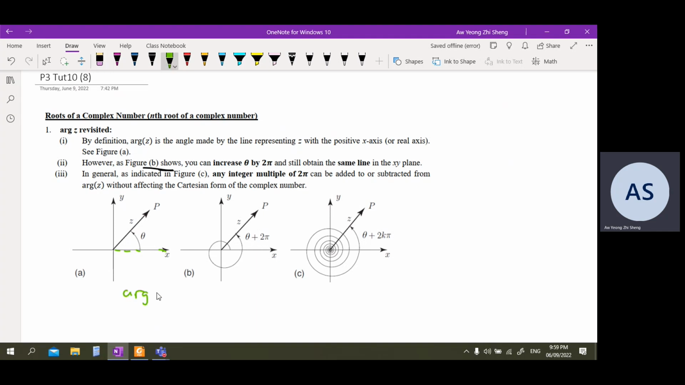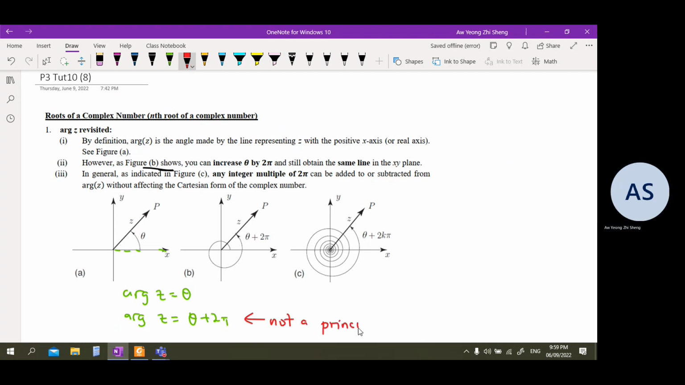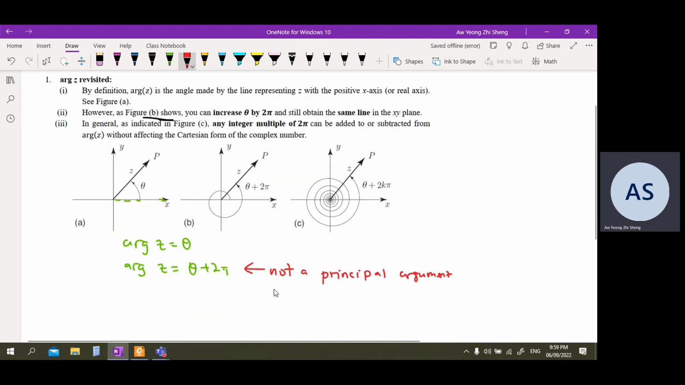So it is correct to say argument of z is theta. It is also correct to say argument of z is theta plus 2 pi. But of course, theta plus 2 pi will not be in the principal range. This is not a principal argument, but it is a correct argument. Theta plus 2 pi is just not in the principal range, but it doesn't mean it's wrong.